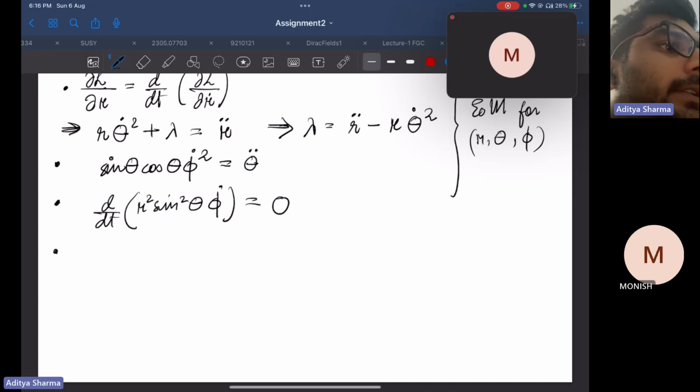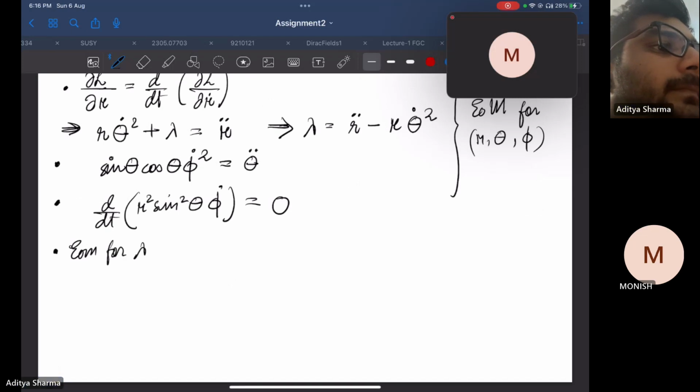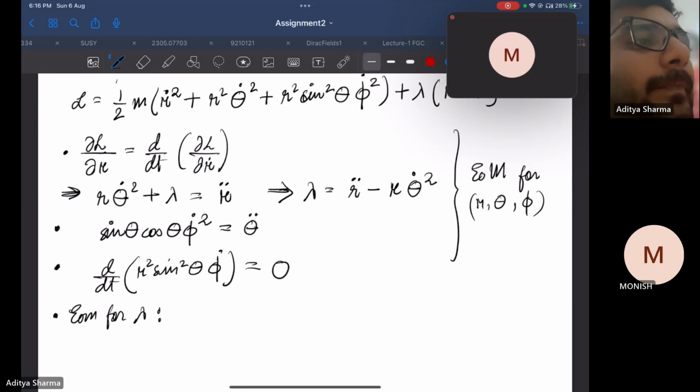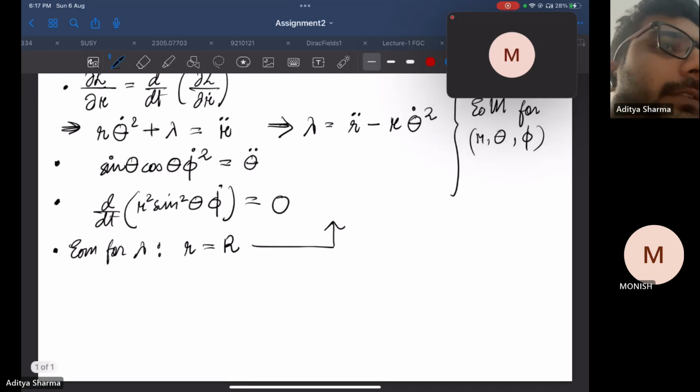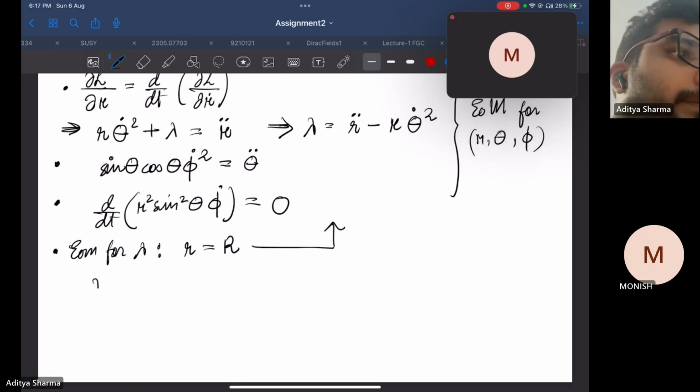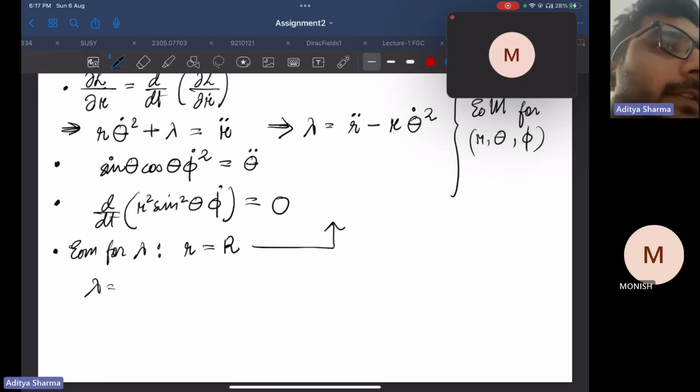Now we are going to find the equation for lambda. In that case, it is just r is equal to R. Now you are going to plug this into this equation and solve it. There is a constant, so you have minus R squared, and the other equations pretty much remain the same.